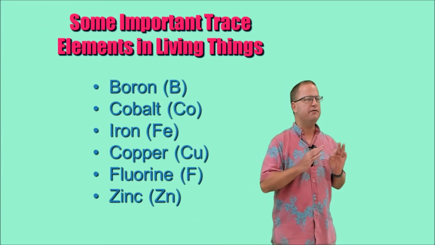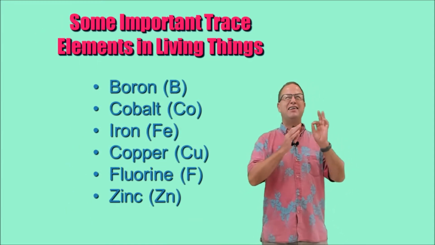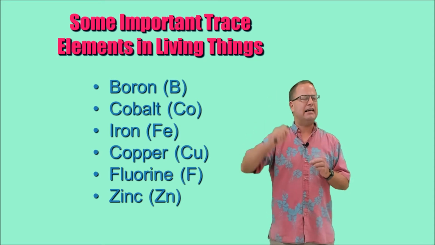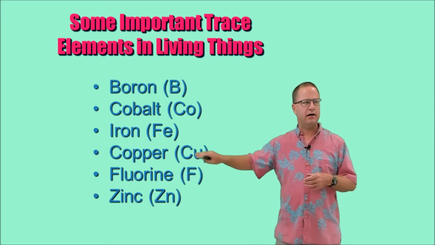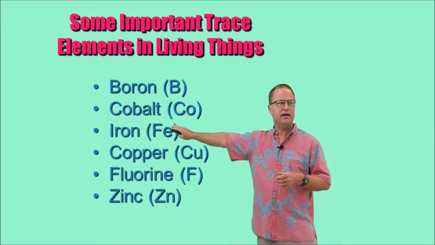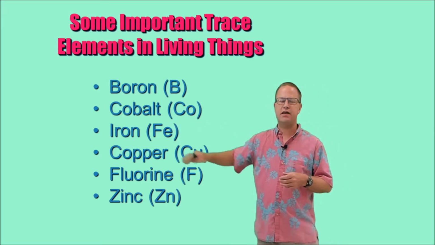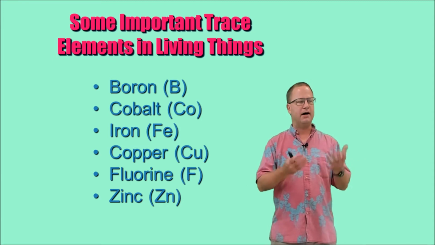And then we have some very important trace elements. That means they're only important in teeny tiny amounts. And in fact, if we have too much of them, they can cause problems. One of these I want to point out, of course, is iron. And why do we need iron in the body? Well, we need it for hemoglobin, which is that pigment we find in our blood that binds to oxygen.